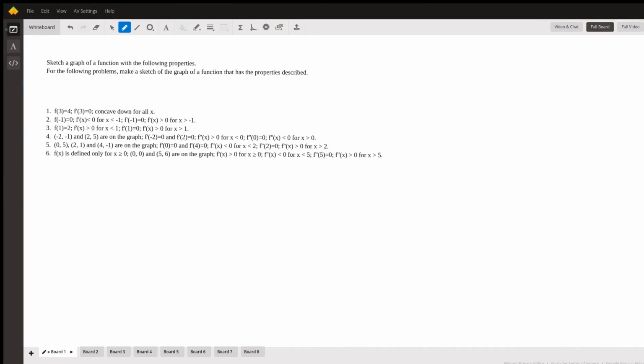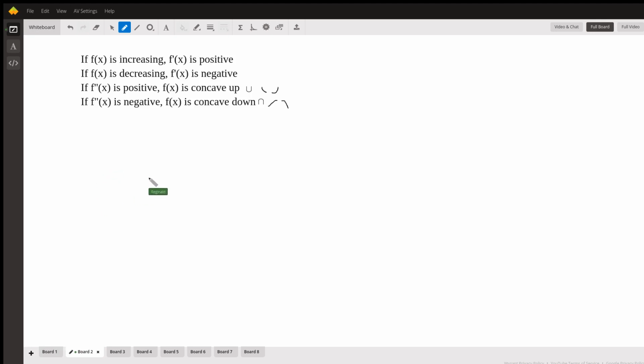Hi there. So we have to graph a series of functions given coordinate points, first derivative values, and second derivative values. So let's go over some terminology first.